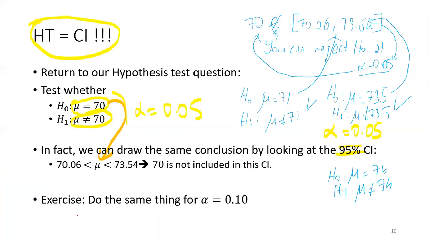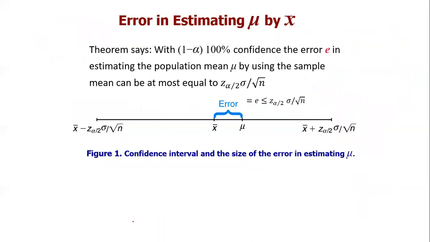Well, it turns out that since 74 is not an element of this confidence interval, you will reject the hypothesis. So if you have the appropriate confidence interval, you can make the hypothesis testing without making any further calculations. What you can do is write the confidence interval and try to make different hypothesis tests using that interval. Finally, we will talk about the error in estimating mu by x bar.